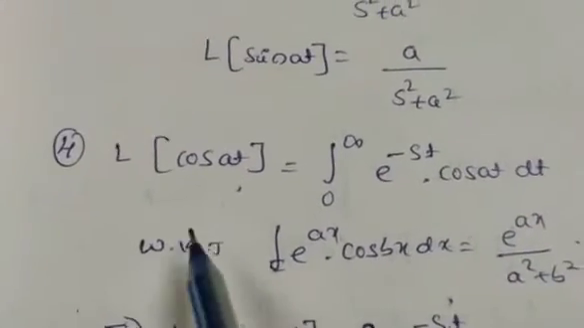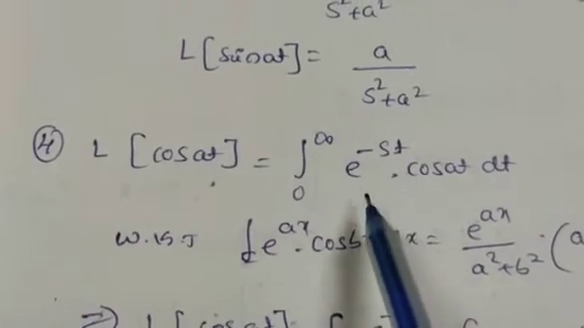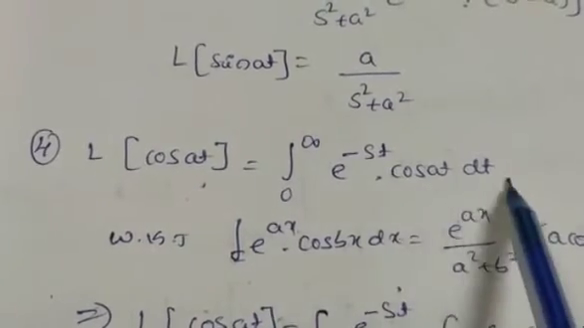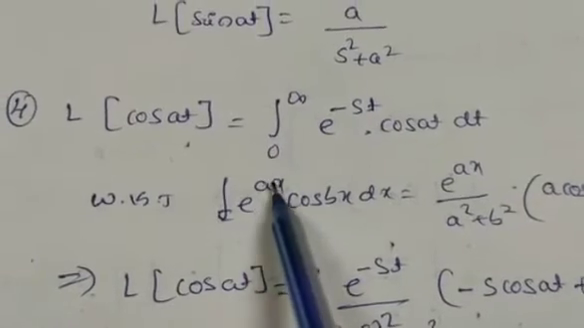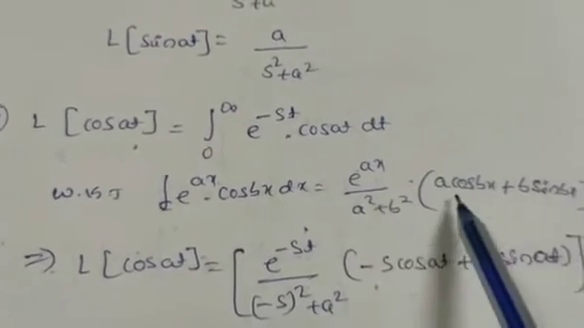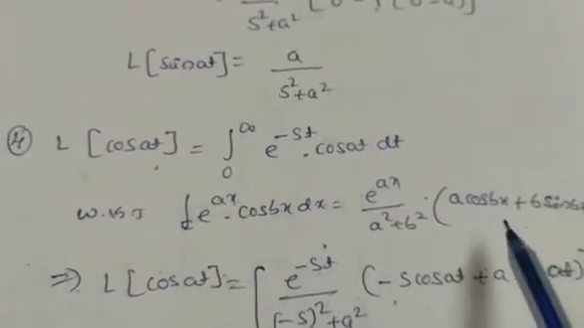Let us take one more: Laplace transform of cos at. It is equal to the integral from 0 to infinity of e raised to minus st, in place of f of t you put cos at, dt. So we know one more formula here: integration of e raised to x into cos bx dx is equal to e raised to x divided by a square plus b square, into a cos bx plus b sin bx. This formula we are using from the previous class.